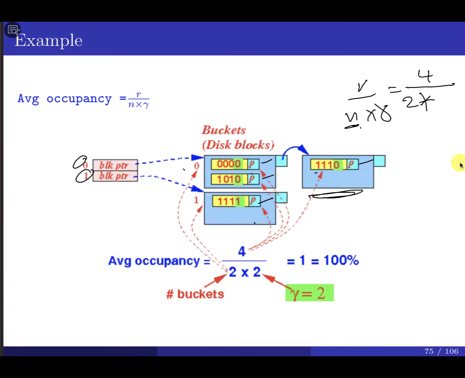Multiply, because n is the number of buckets. This is overflow. If you have another one, it is overflow. I need to count only the number of buckets that you have in use, that's the value of n.